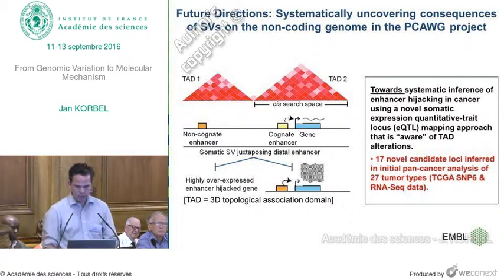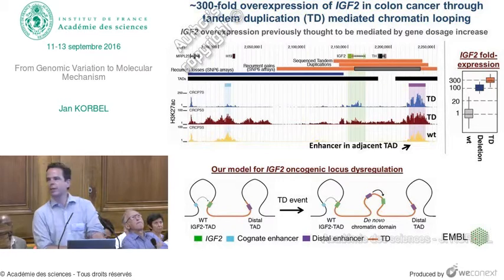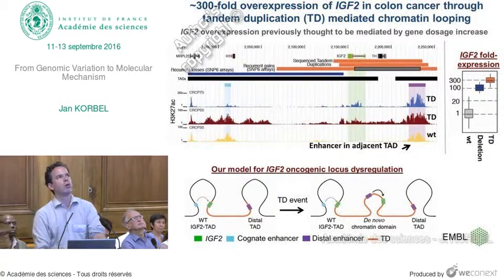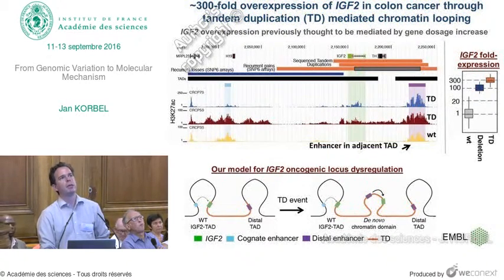Enhancer hijacking leads to gene activation. And I'd like to exemplify this with one example here. An oncogenic locus in colorectal cancer, IGF-2, which we, following our approach, studied in more detail to understand the mechanism behind the gene activation. And I'm showing you here the genomic locus in which IGF-2 resides.